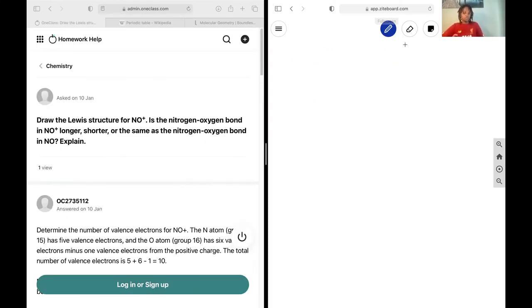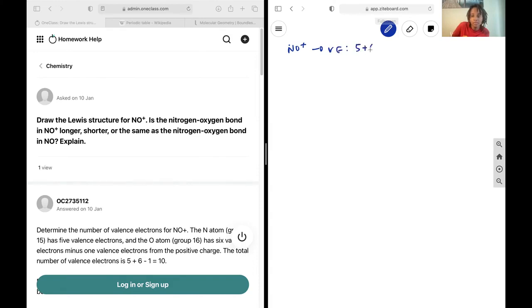Next up, we would like the Lewis structure for NO+, and will it be shorter, longer, or the same length as the nitrogen-oxygen bond in NO? And explain why. So let's begin by drawing out their two Lewis structures. For NO+, we are going to count the valence electrons.